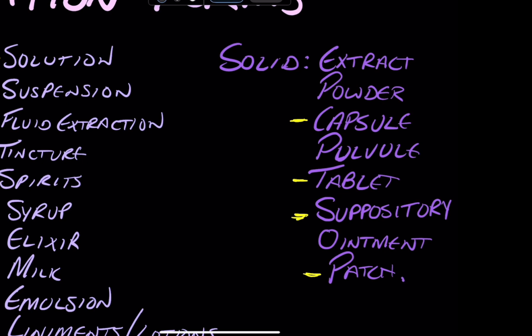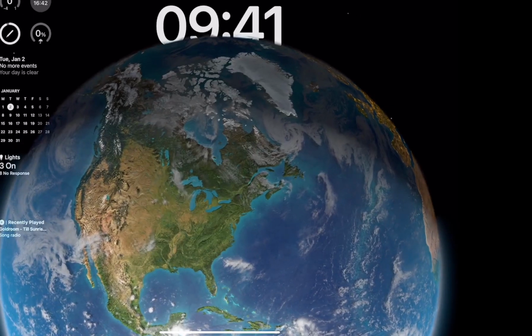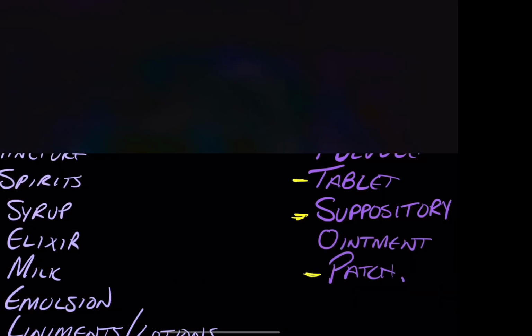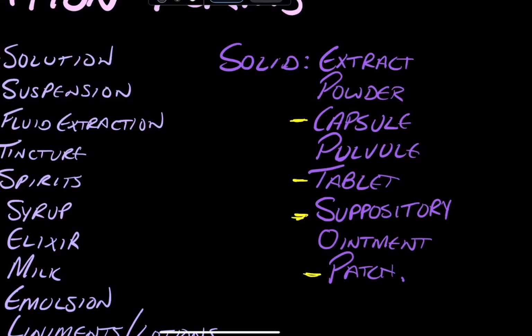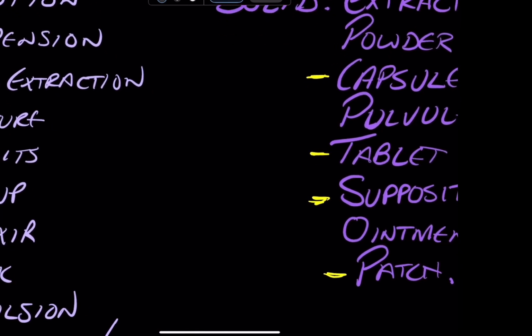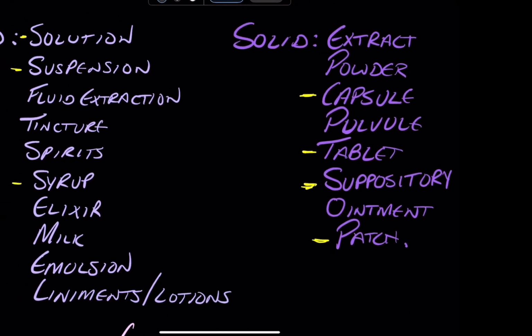Suppository is a drug mixed into a base that melts at body temperature, so it's typically some kind of wax of some sort. These are usually inserted into the rectum, vagina, or urethra. So you're looking for medication that has a direct response to those areas. Ointments are something that's semi-solid and put on a tissue typically, or surface of the skin. And then the final one is a patch. So it's usually a medication that's been impregnated into the patch, and once it's adhered to the skin, it slowly releases it across the skin surface.